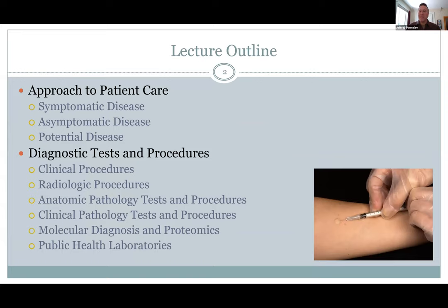So we'll talk about, first of all, patient care, looking at if you're symptomatic, means you came because you have symptoms, you have an issue, right? Asymptomatic is we're going to try to screen and find problems before you show any symptoms. And then even better than that would be to not get the disease in the first place, so look at preventative measures. And then the bulk of this talk today will talk about the different procedures, both radiologic, x-rays, and MRI, CT scans, and then look at different samples that can be sent to the lab and even get to the end where we're looking at molecular diagnosis. So that's the plan.